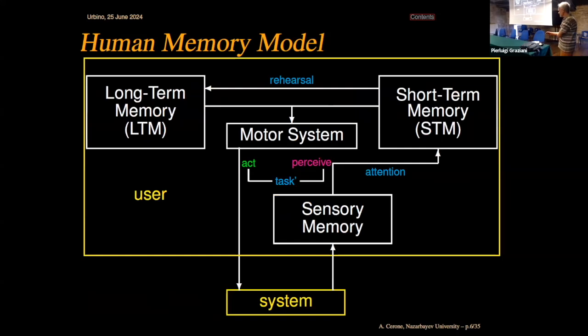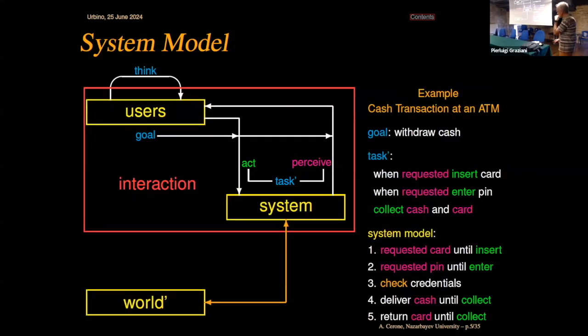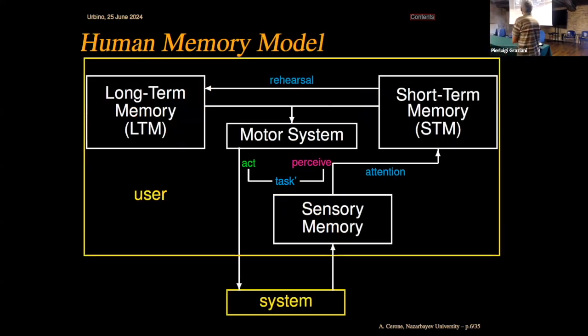Okay, now this is the example. We will go back to this example, but now I want to introduce how we describe the model of the user. And as I said, this is based mainly on a model of human memory. Human memory with processing, of course, because it's important to understand how information is processed and used in order to behave, to do some actions.